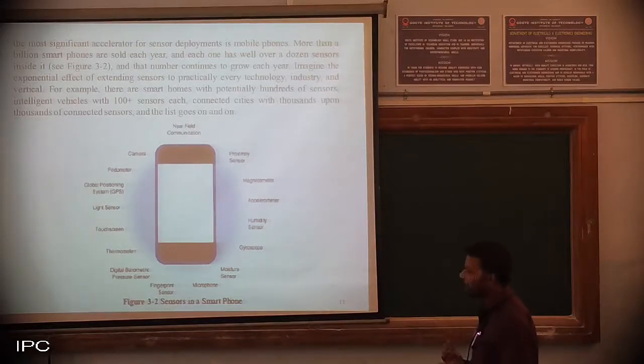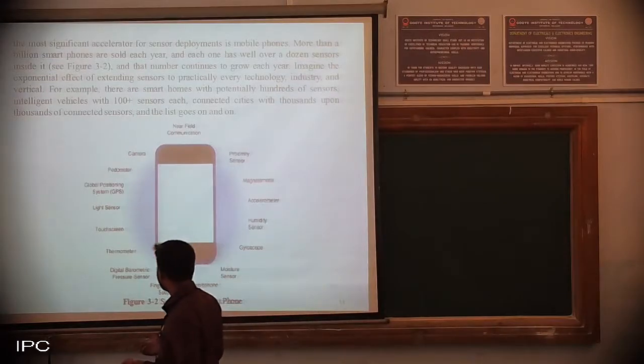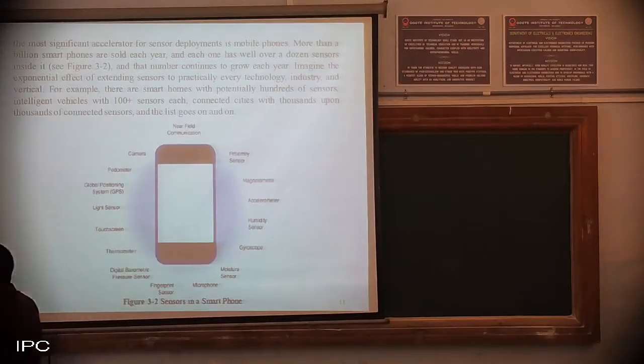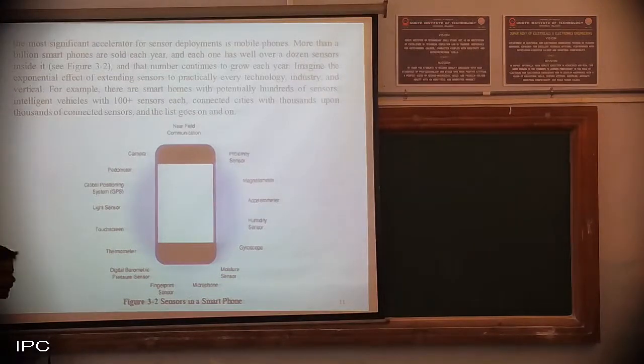And then next is the fingerprint sensor. Nowadays many mobiles have fingerprint sensors. And then the digital barometric pressure sensor. We can come to know how much pressure is falling on the mobile from this. Then the thermometer, to detect the temperature. And then the touch screen. The touch screen is also basically a sensor.